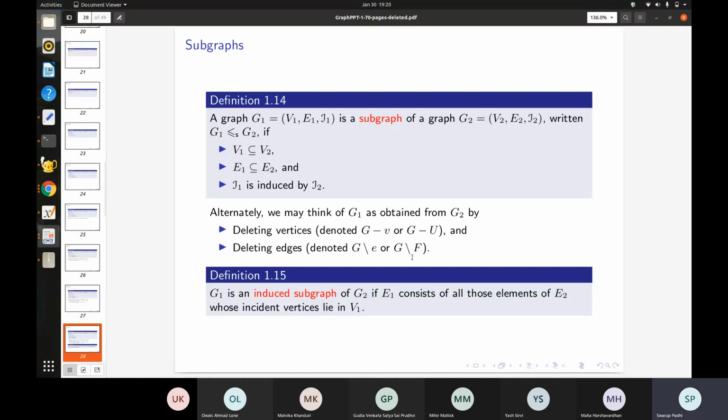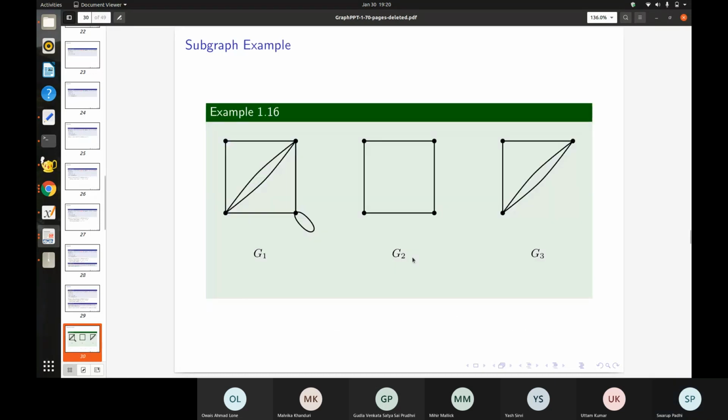Now, G1 is an induced subgraph of G2 if E1 consists of all those elements of E2 whose incident vertices lie in V1. Now, what do you mean by an induced subgraph? So let's see an example on the next page. As you can see, there are three different graphs, G1, G2, G3. G1 is the original graph, G2 is a subgraph, and G3 is also a subgraph of the original graph, which you can verify easily.